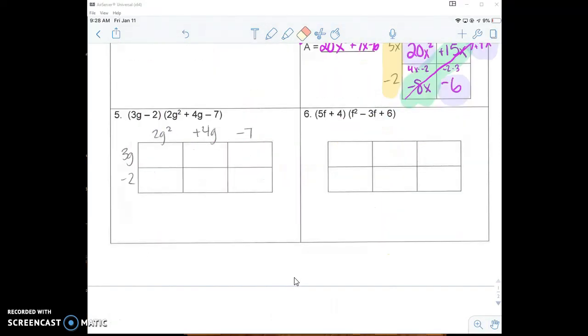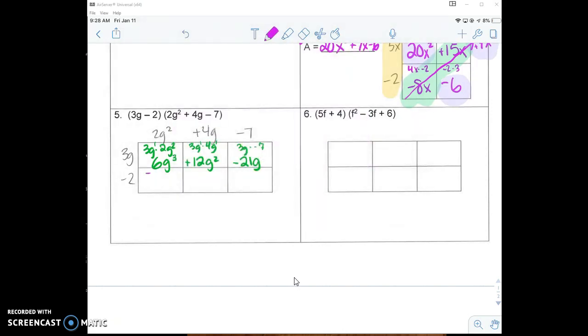Okay, number 5. On number 5, this is the same, only this time we have a polynomial that has 3 terms. So I just make my box a little bigger. Exact same method. 3g times 2g squared in the first box. 3 times 2 makes 6. Add the exponents. G to the first and g squared makes g to the third power. 3g times 4g. 3 times 4 is positive 12, and g1 and g1 makes g squared. 3g times negative 7. 3 times negative 7 is negative 21g.